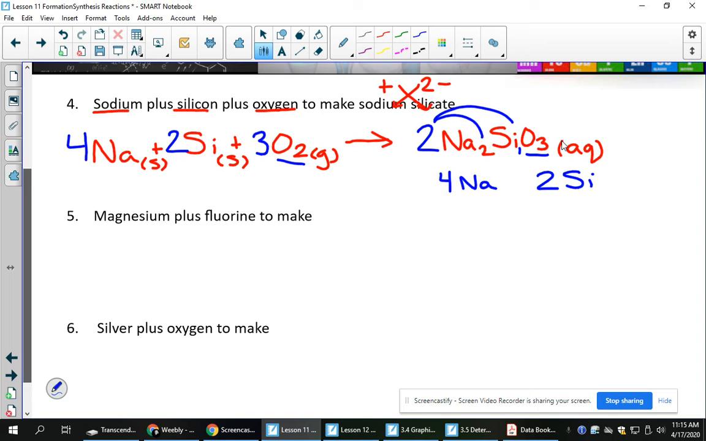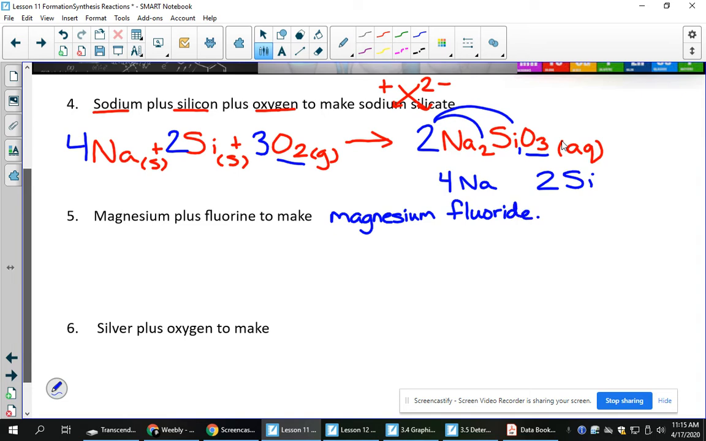5 and 6, if you read through those, they haven't given you the answer. They've said magnesium plus fluorine make blank. You have to determine what those would make. So if I took magnesium and fluorine and put them together, this is what you've been doing all along in chemistry. You've been making an ionic compound called magnesium fluoride.